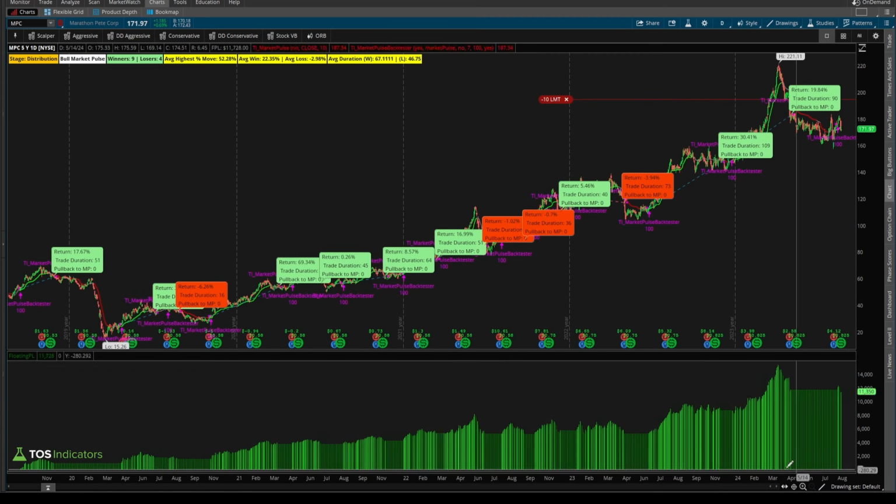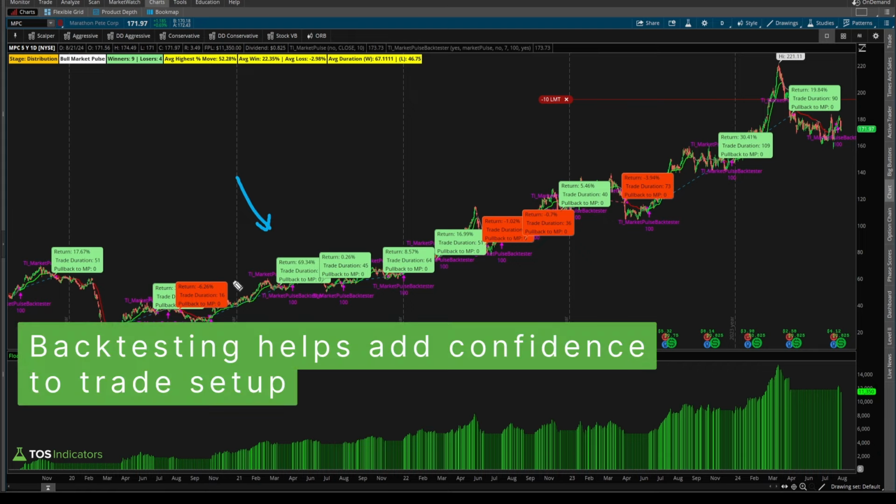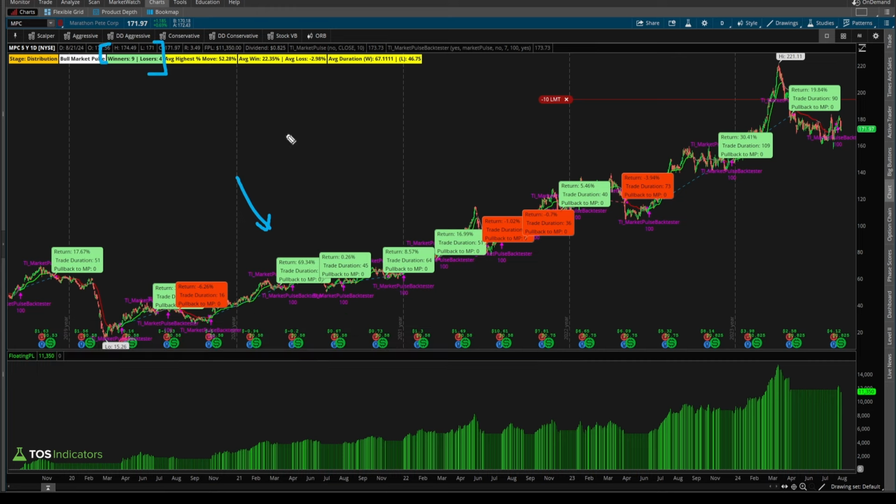I think the best way to build confidence in a particular trade setup is by knowing how it's performed in the past, and that's where backtesting comes into play. Sure, backtesting isn't a great predictor or the only predictor of future performance, but I do think it gives you a lot of the confidence to know some of the nitty-gritty details that help you manage your trade much more effectively and know whether or not you want to even take it in the first place.